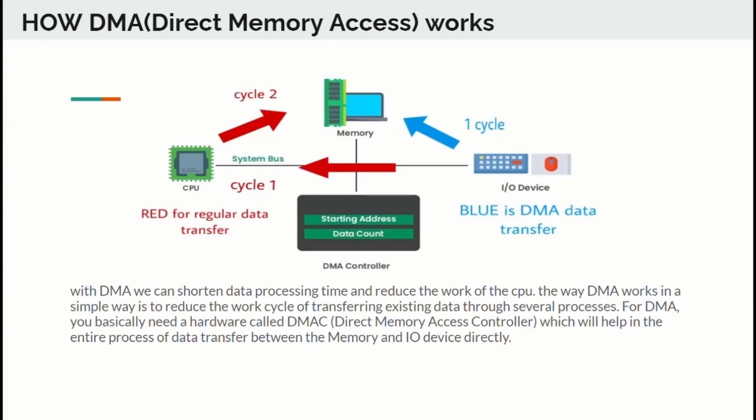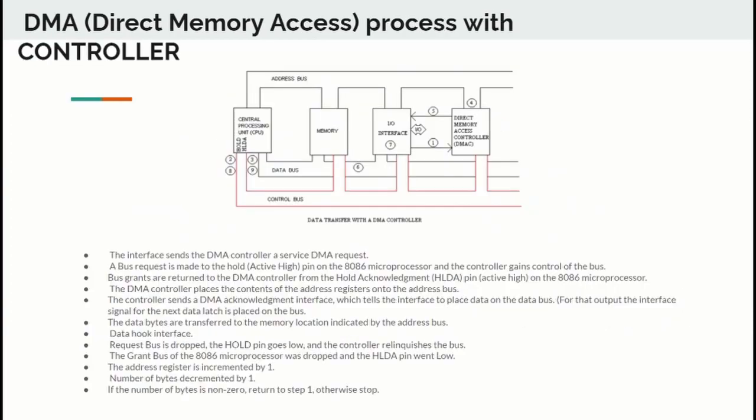The way DMA works in a simple way is to reduce the work cycle to transfer existing data through several processes. For DMA, you basically need hardware called the DMAC. It's the Direct Memory Access Controller, which will help in the entire process of data transfer between the memory and the I/O device directly. And this is an example of how DMA is processed. You can pause this video if you want to see the process.